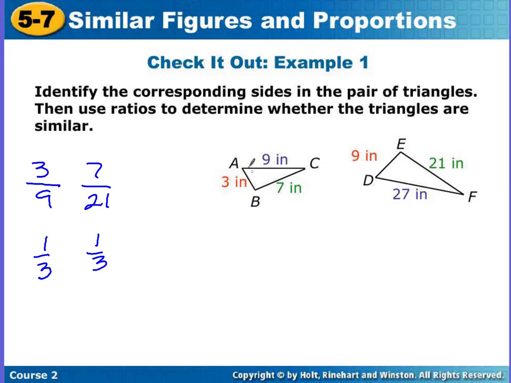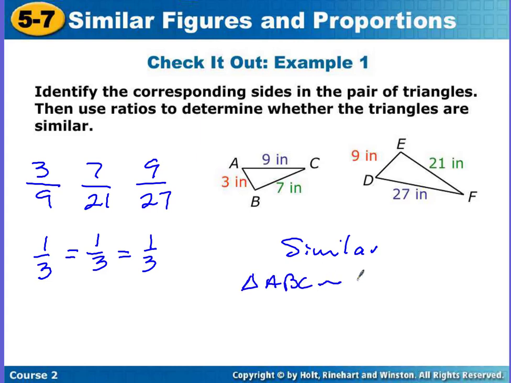And then the last one is AC, which is 9, and then DF, which is 27. And we find out that those also simplify to 1/3. So if all those fractions are equal, then these two triangles are similar. And we would write it again as triangle ABC is similar to triangle DEF. And that works the same with all the shapes.